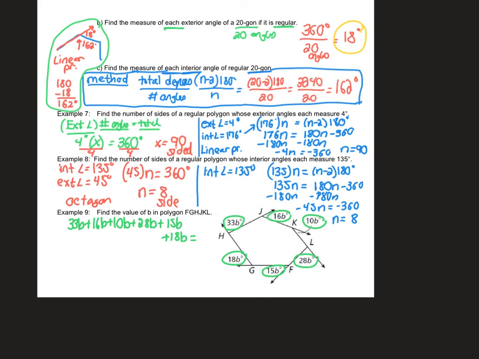Now remember though, with exterior angles, your total is going to be a very simple 360 degrees. So in this case, I'm going to be adding all of these together and setting it equal to 360. When I add all those like terms together, I get 120b. When I divide by 120, then b is 3 degrees.